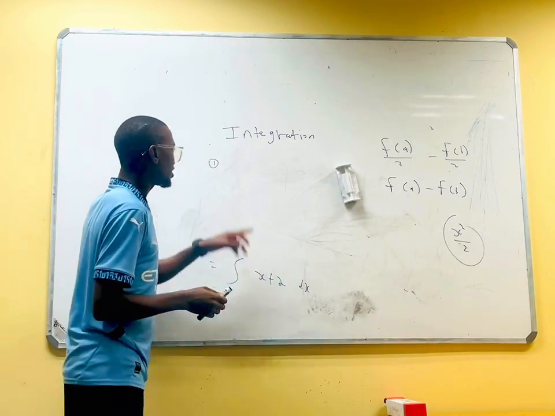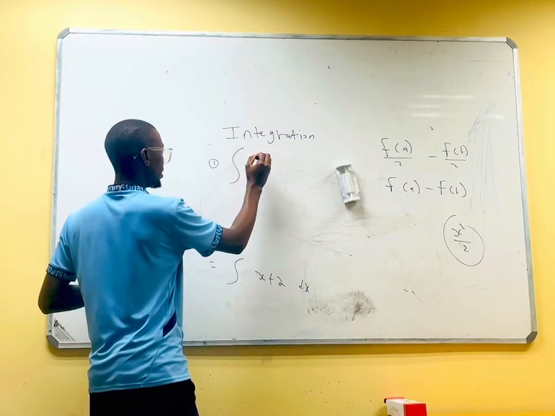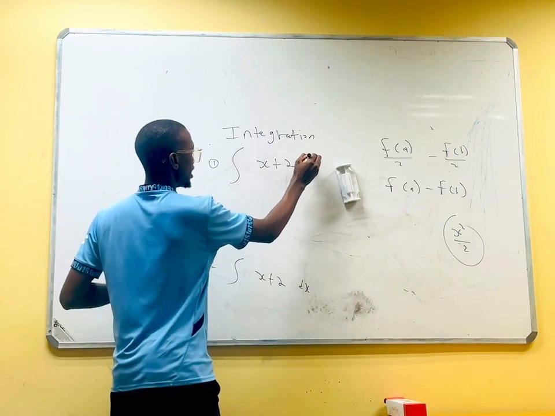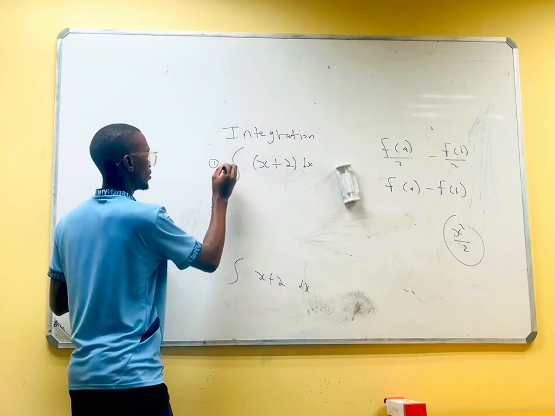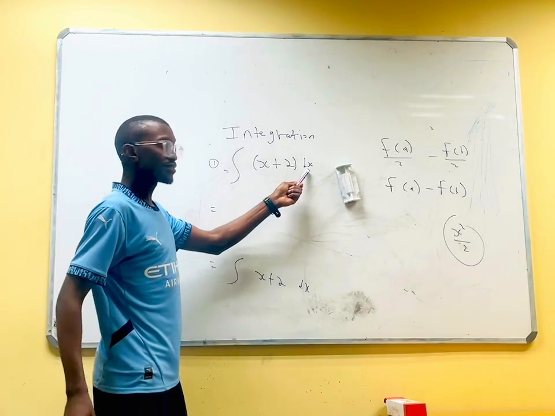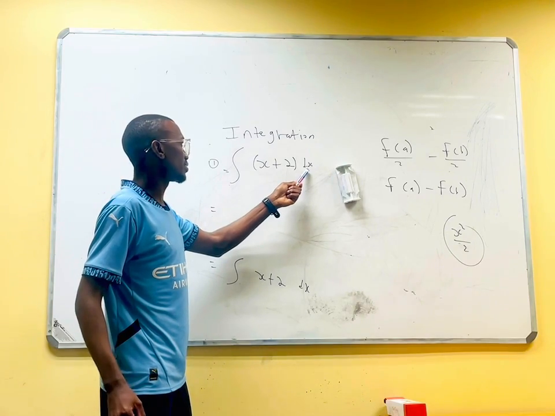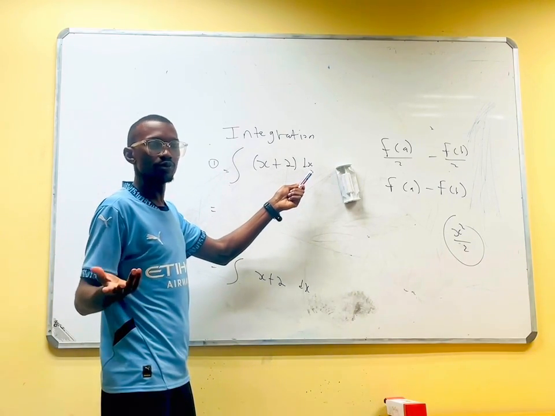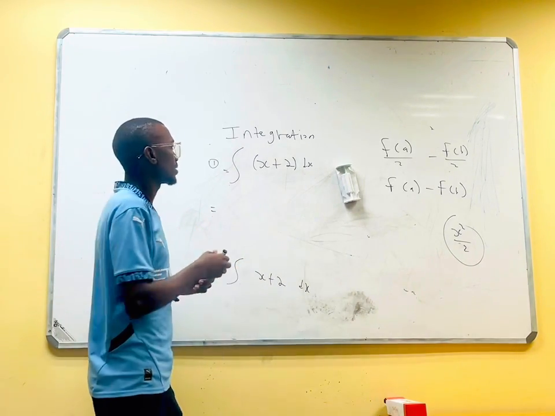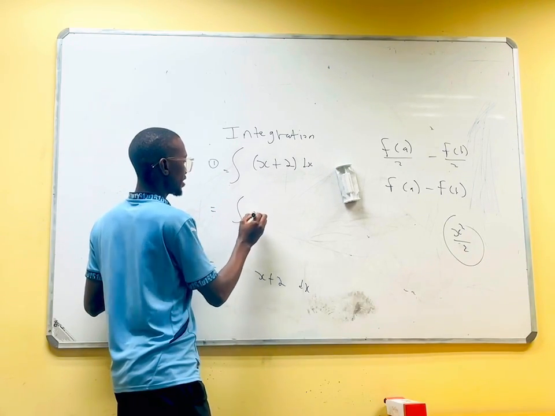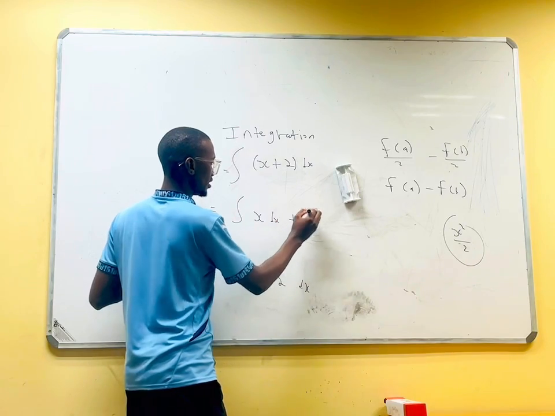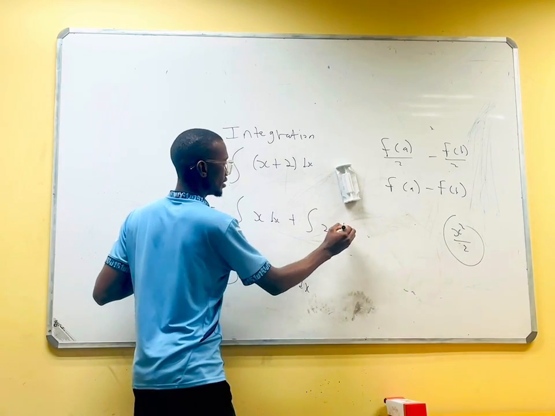Okay, so let me take this one here. I'm going to have the integral of x plus 2 dx. Now, this is dx, and we're going to apply the distribution, like with binomials: dx times x gives the integral of x dx, plus the integral of 2 dx as well.